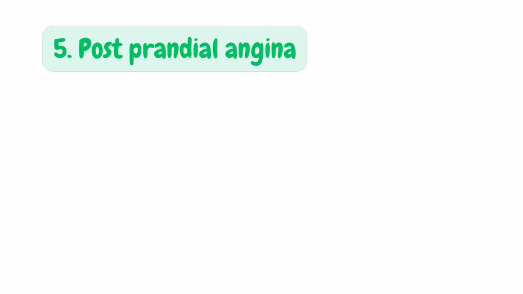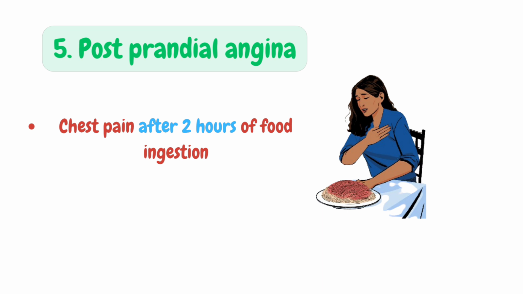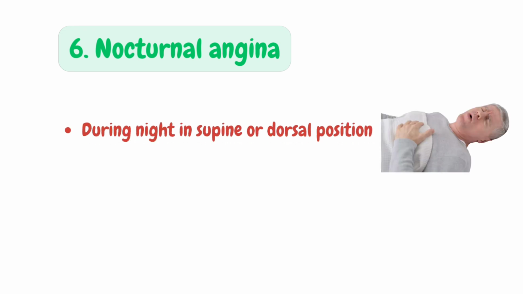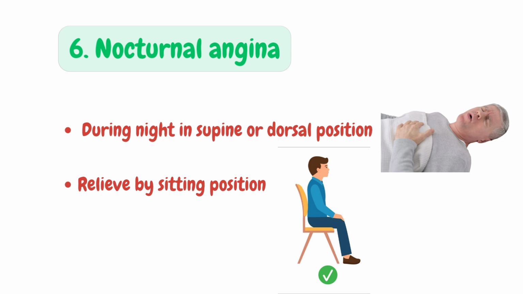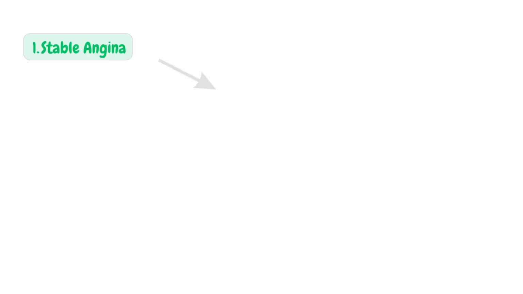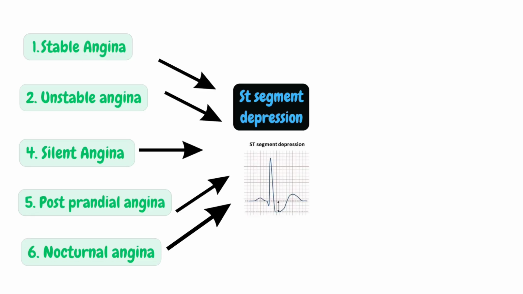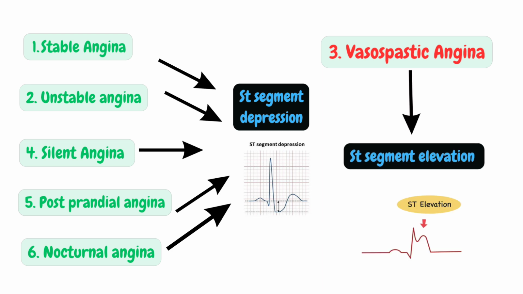Fifth is postprandial angina. Chest pain occurs after 2 hours of food intake as cardiac workload increases due to increased metabolic demand. Sixth is nocturnal angina. Chest pain occurs during nighttime in supine or dorsal position but is relieved by sitting position. All types of angina show ST segment depression except vasospastic angina. In vasospastic angina, ECG shows ST segment elevation.